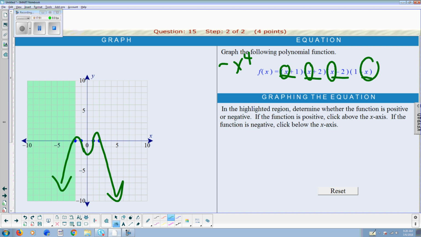So what I'll do is I would click anywhere down here, and it'll plot that part. Then I would click anywhere up here. Then I'll click anywhere down here, click anywhere up here, and then anywhere down here. So you click above the x-axis, or below the x-axis, above the x-axis, below, above, below, above. Does that make sense? You guys remember how that works? Okay. Moving right along.